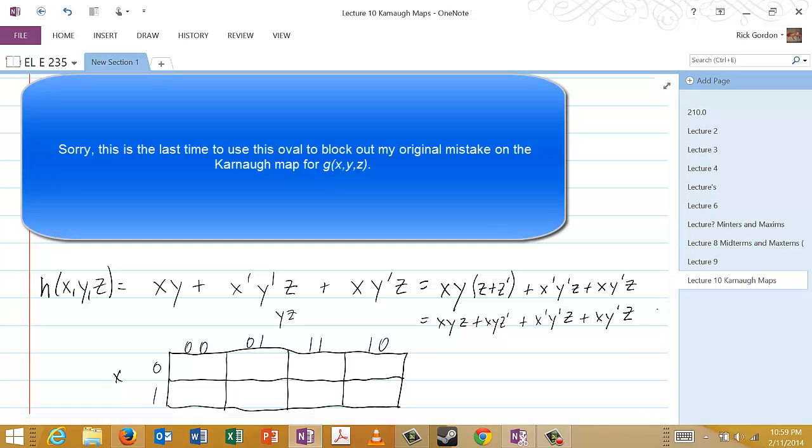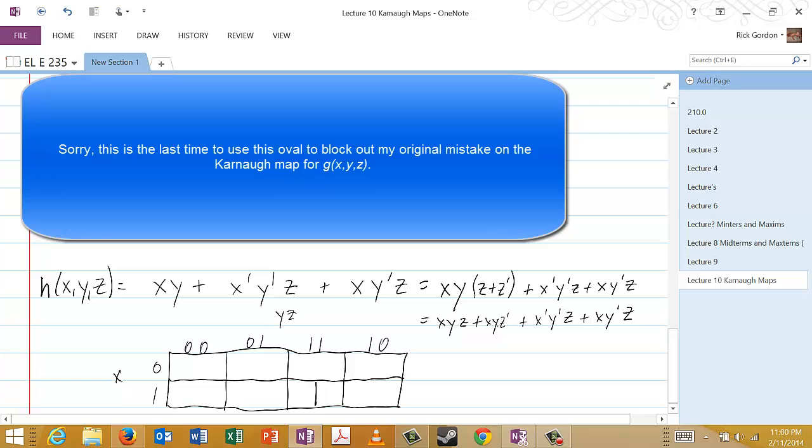This first term, xyz, we need 1, 1, 1. That is, when x is 1, excuse me, I filled in the wrong one there. Right here. When x is 1 and y is 1 and z is 1, as is the case in this cell, then the function h must be 1 because this first term is equal to 1 under those circumstances, and 1 ORed with anything is 1.